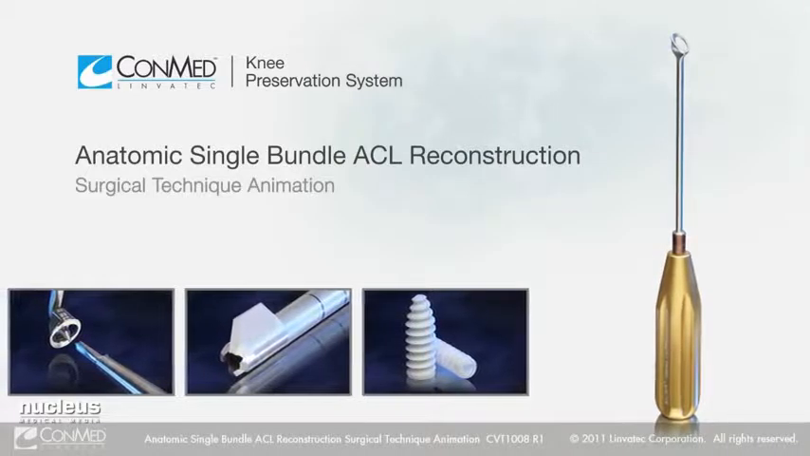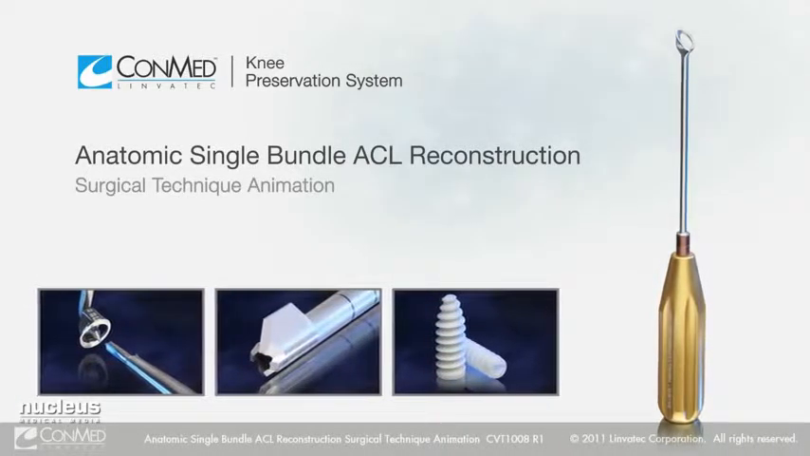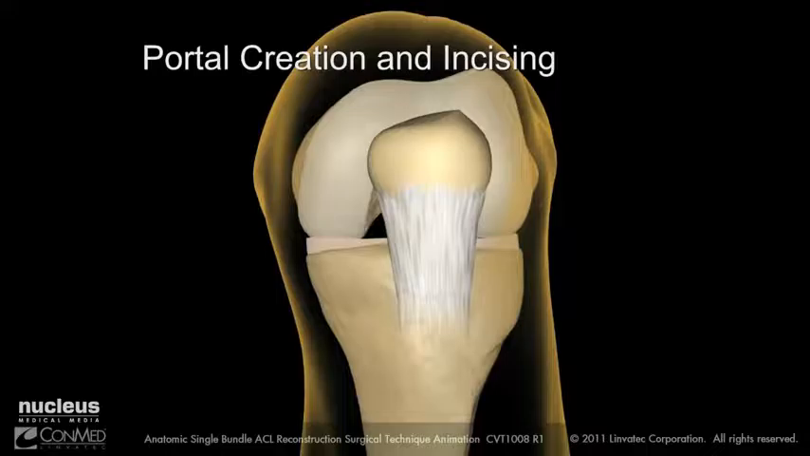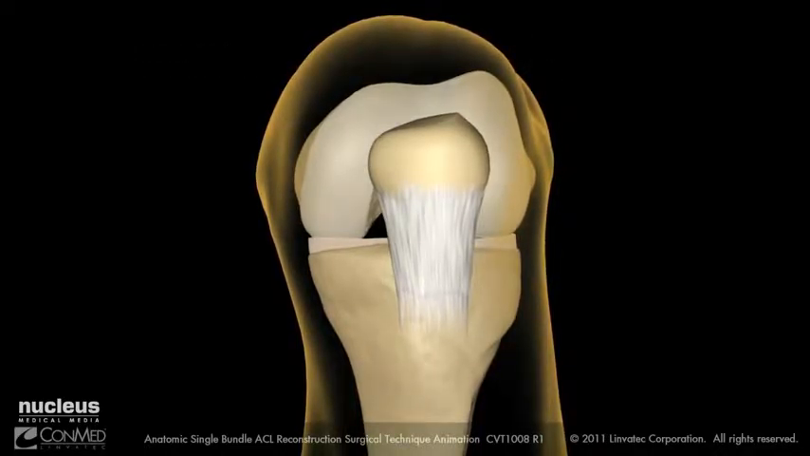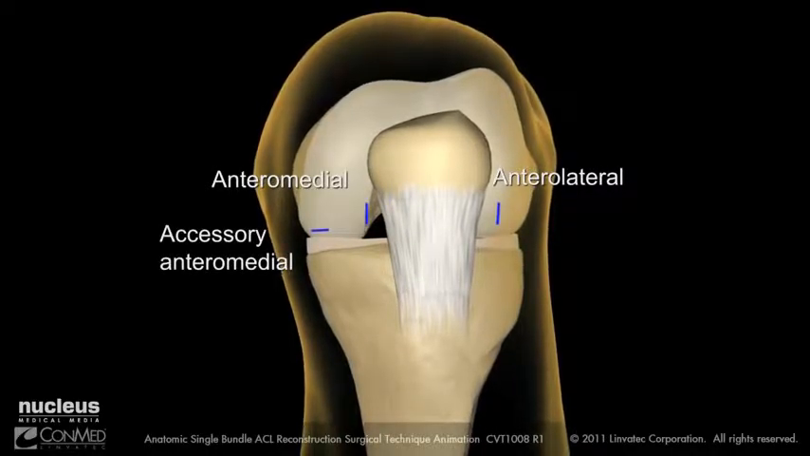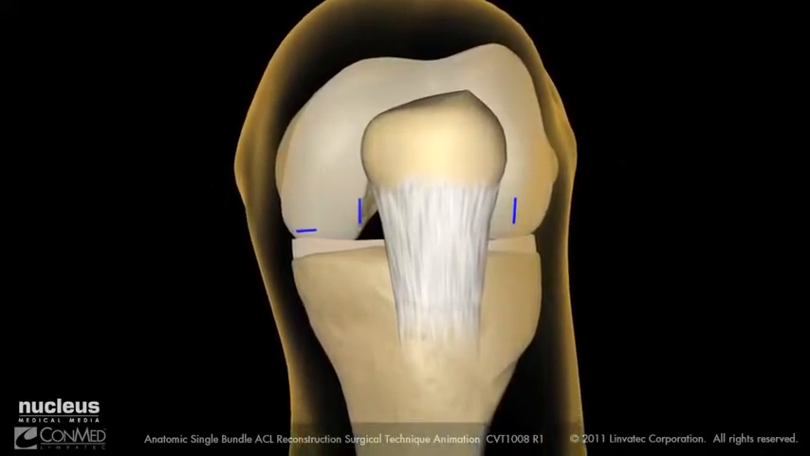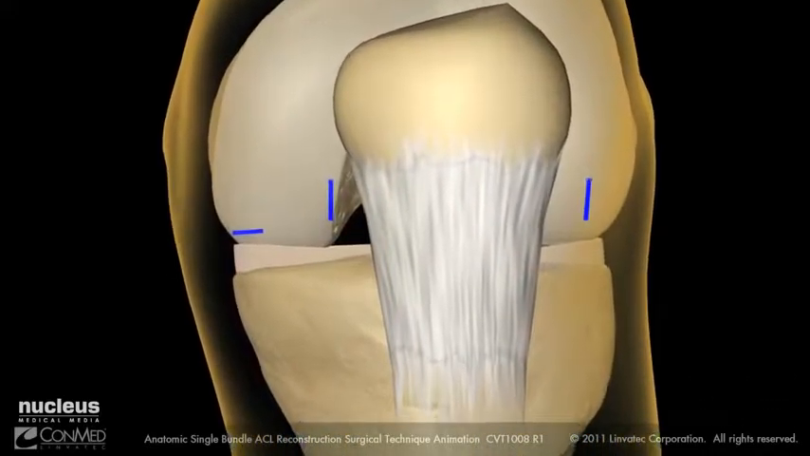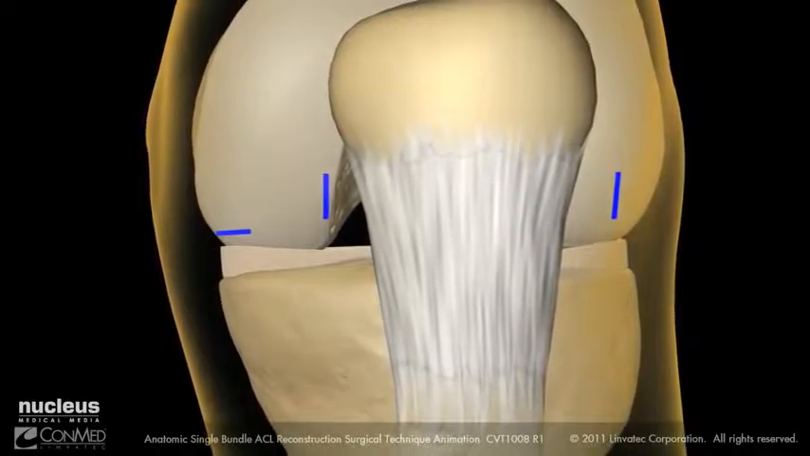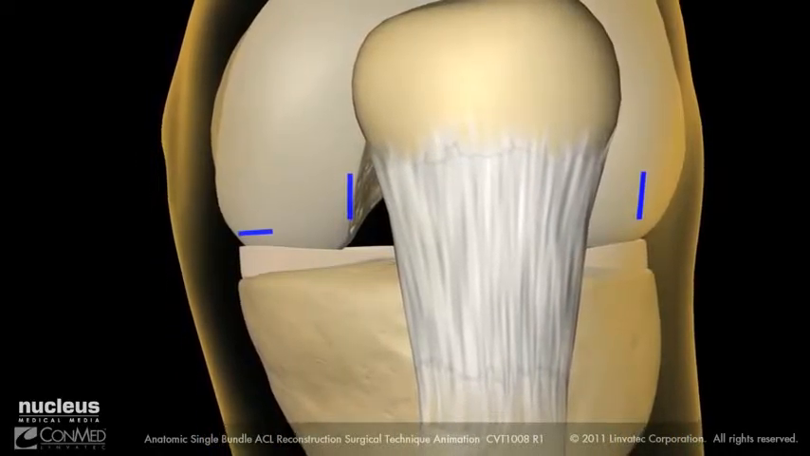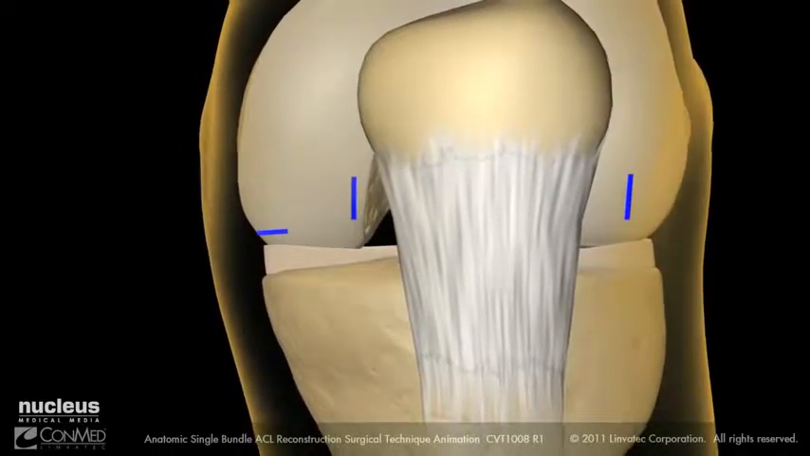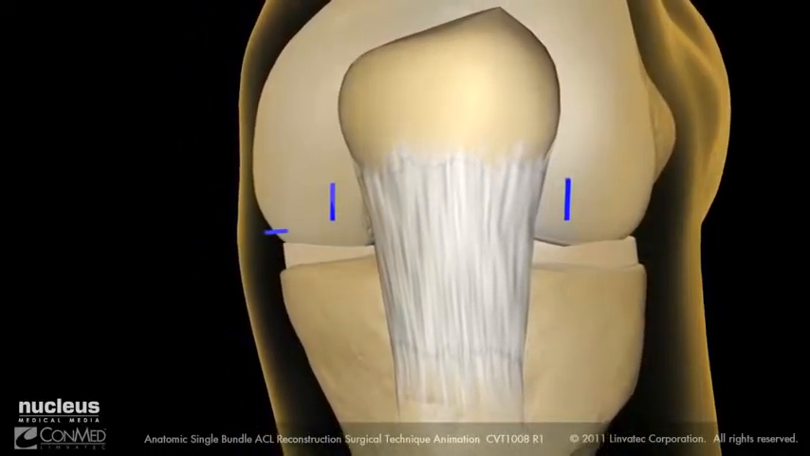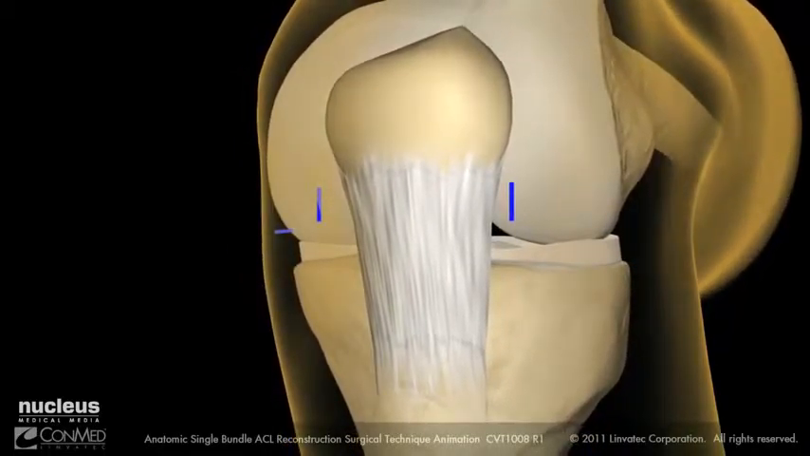Introducing the anatomic single-bundle ACL reconstruction procedure. The arthroscopic surgical approach for anatomic ACL reconstruction requires 3 portals: an anterolateral, an anteromedial, and an accessory anteromedial. The standard anteromedial portal will be used for arthroscopic visualization and should be placed close to the patellar tendon and adjacent to the inferior pole of the patella. The accessory anteromedial portal will be used for drilling and should be lower and more medial than the anteromedial portal.